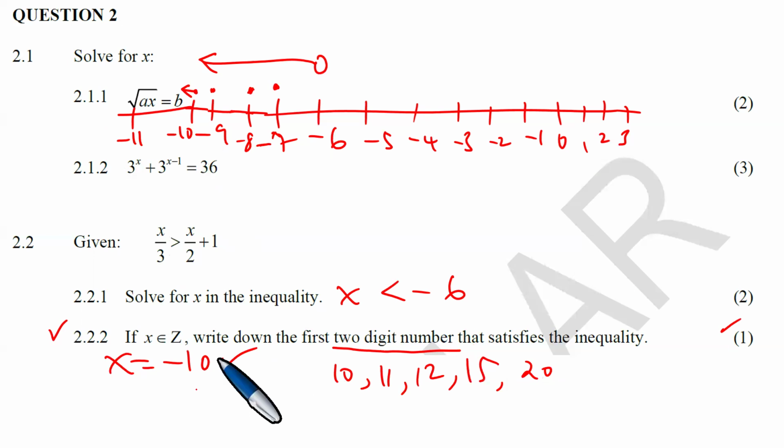It is the first one, because it says write down the first. If you go this way, because it's saying less than -6, so -7, -8, -9, just write down the first two-digit. There are many, like -11, -12, you can go on up to -infinity. But the examiner is saying, don't go far. Just pick the first that is having two digits, and it's -10. And that's the answer for 1 mark. Next question.